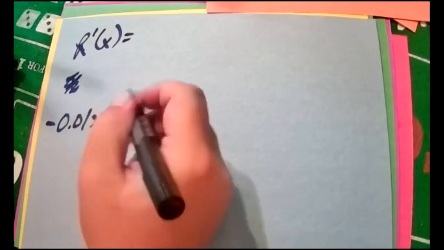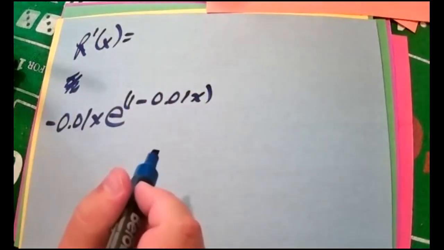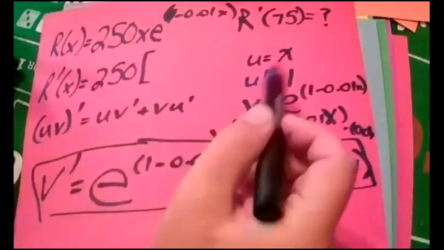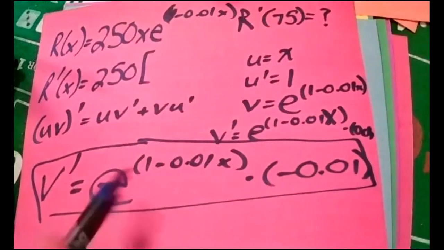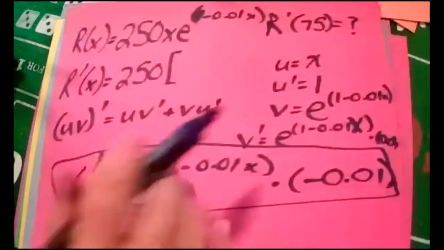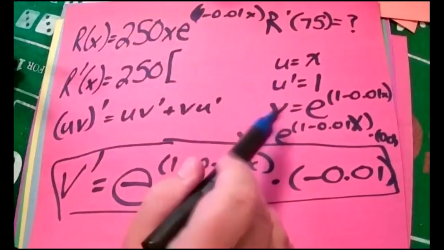I would probably put it together this way: negative 0.01x e to the 1 minus 0.01x, like so. That's u v prime, meaning x times all of this. I took the negative 0.01 and put it in front and included the x, like you can see there. And then last, we have plus v u prime. v is this quantity here, and u prime is 1. Anything times 1 is going to be what you see there.